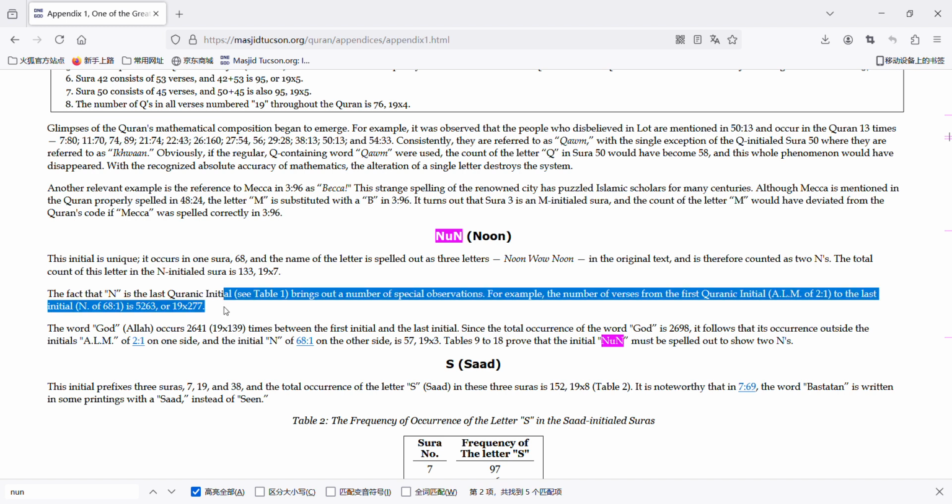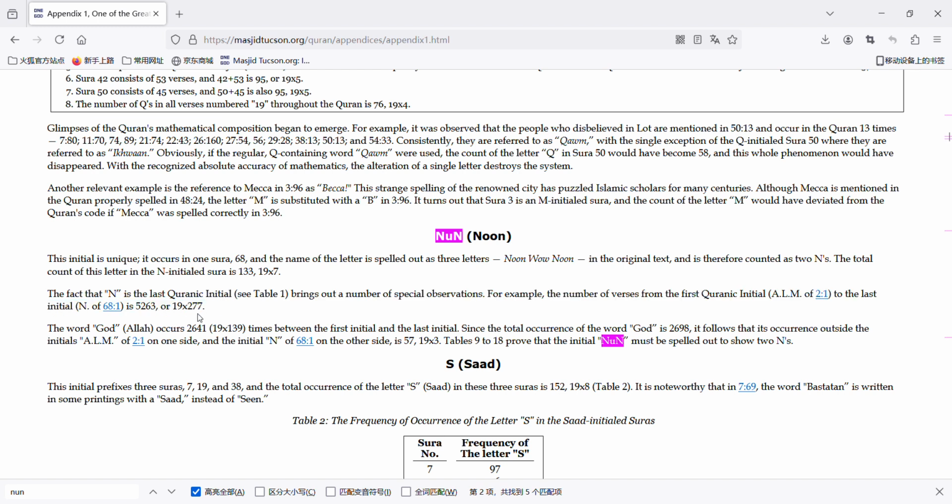The fact that N is the last Quranic initial brings out a number of special observations. For example, the number of verses from the first Quranic initial to the last initial is 5263, divided by 19. It can be divided by 19.